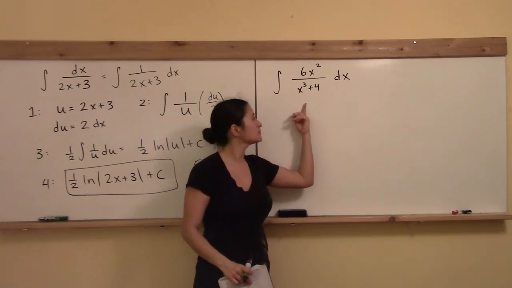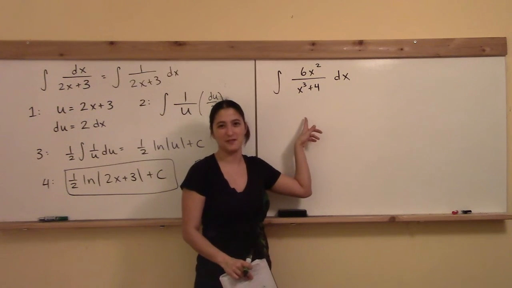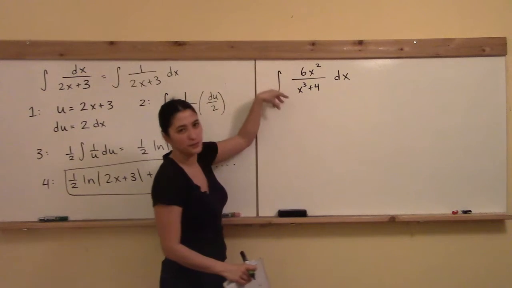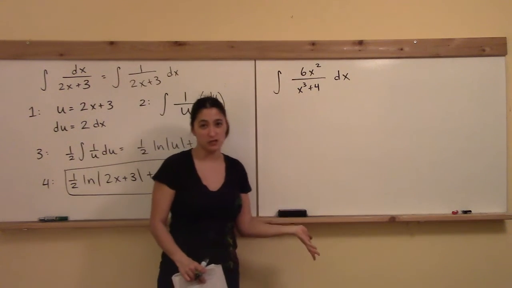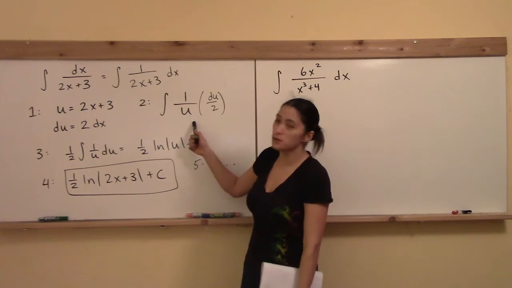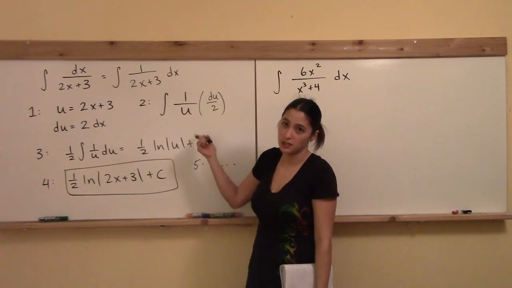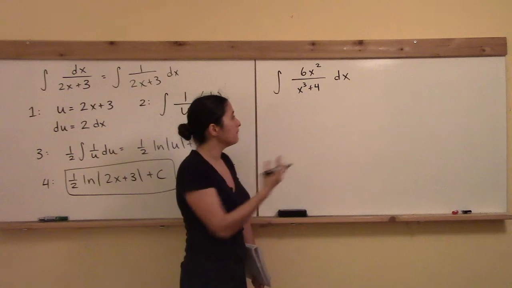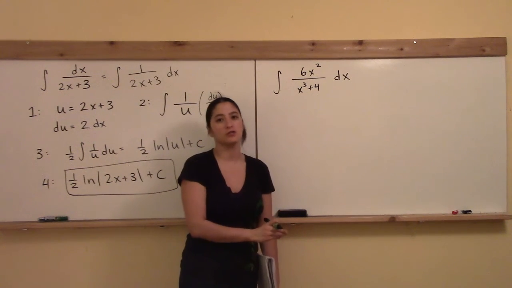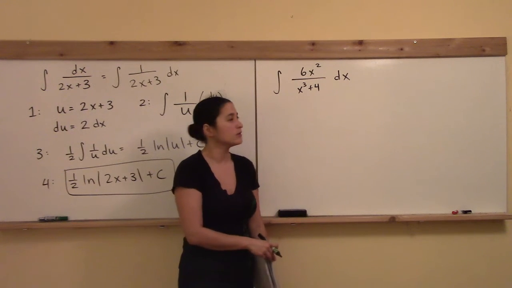Polynomial? Rational function. That's right, it's a rational function. It's the ratio of two polynomials. Now you're telling me I can integrate rational functions? Oh, well, actually, 1 over u is technically a rational function. It's also a power function. But that's what we're going to do with this, is we're going to use u substitution to turn it into a 1 over u type of integral.